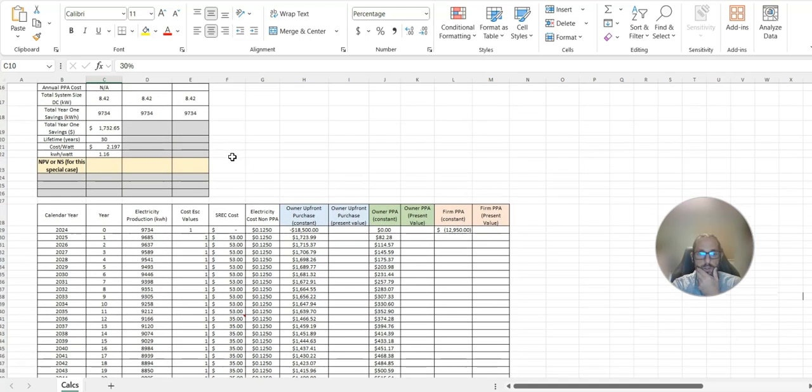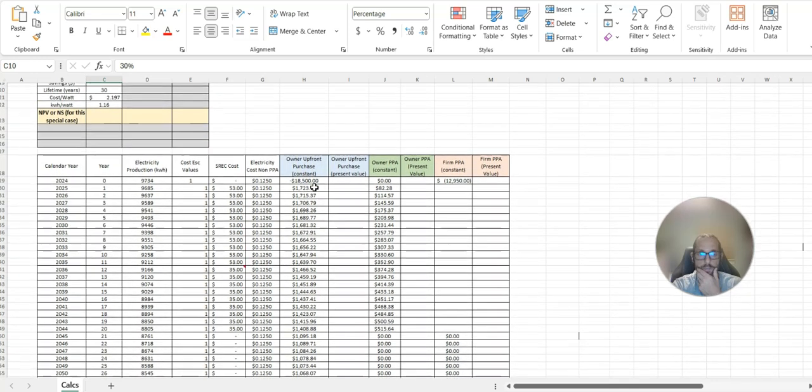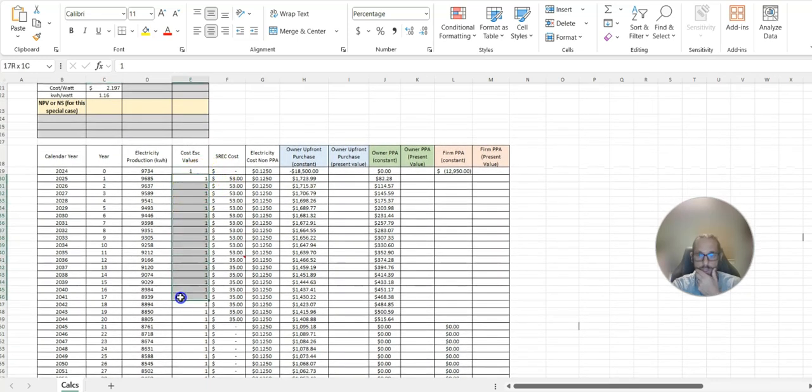And so what you need to do is, number 1, insert all of your cost escalation rates. So make sure you do that. Okay, and then you need to calculate the net present value from the owner's perspective. Now this is really easy because the cash flow is already done for you. All right, so this is in constant dollars, as you can see. And you just need to convert that to present value. Easy enough.